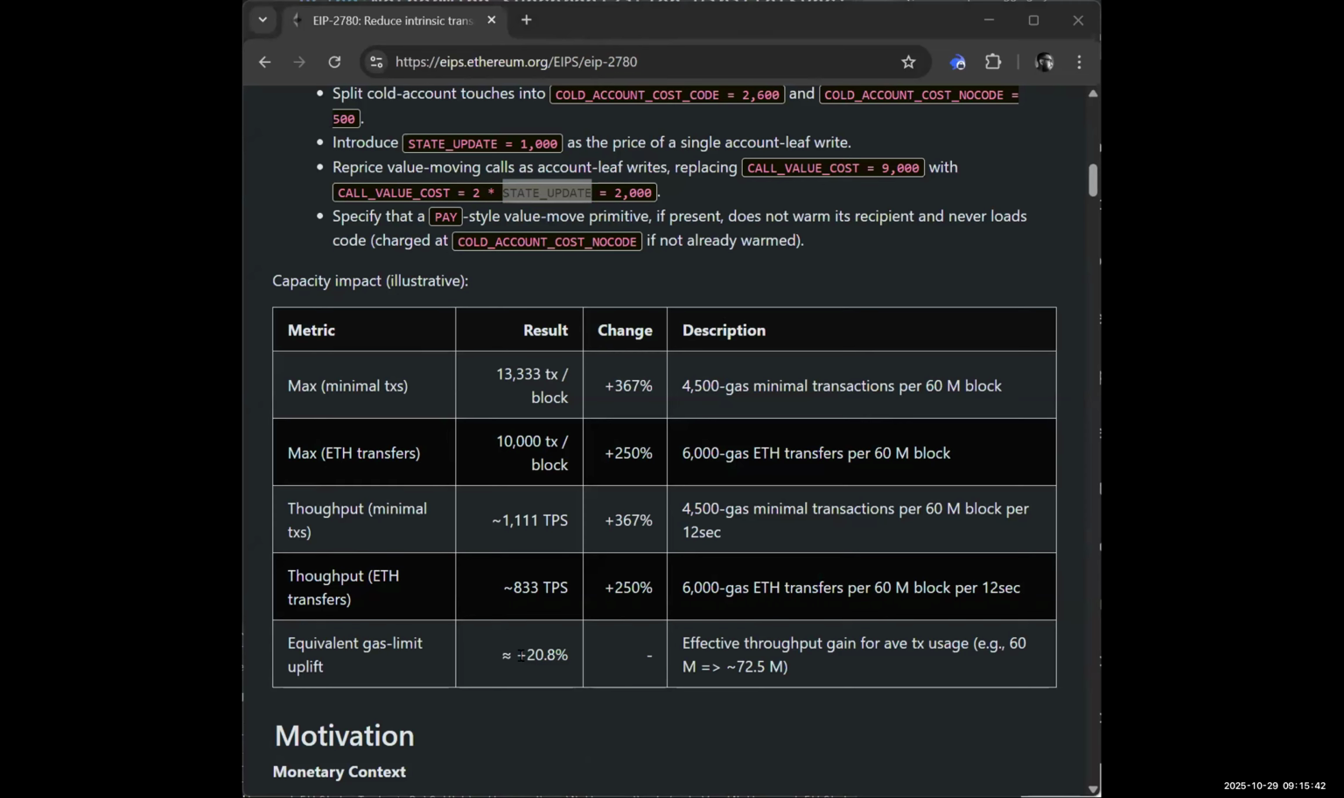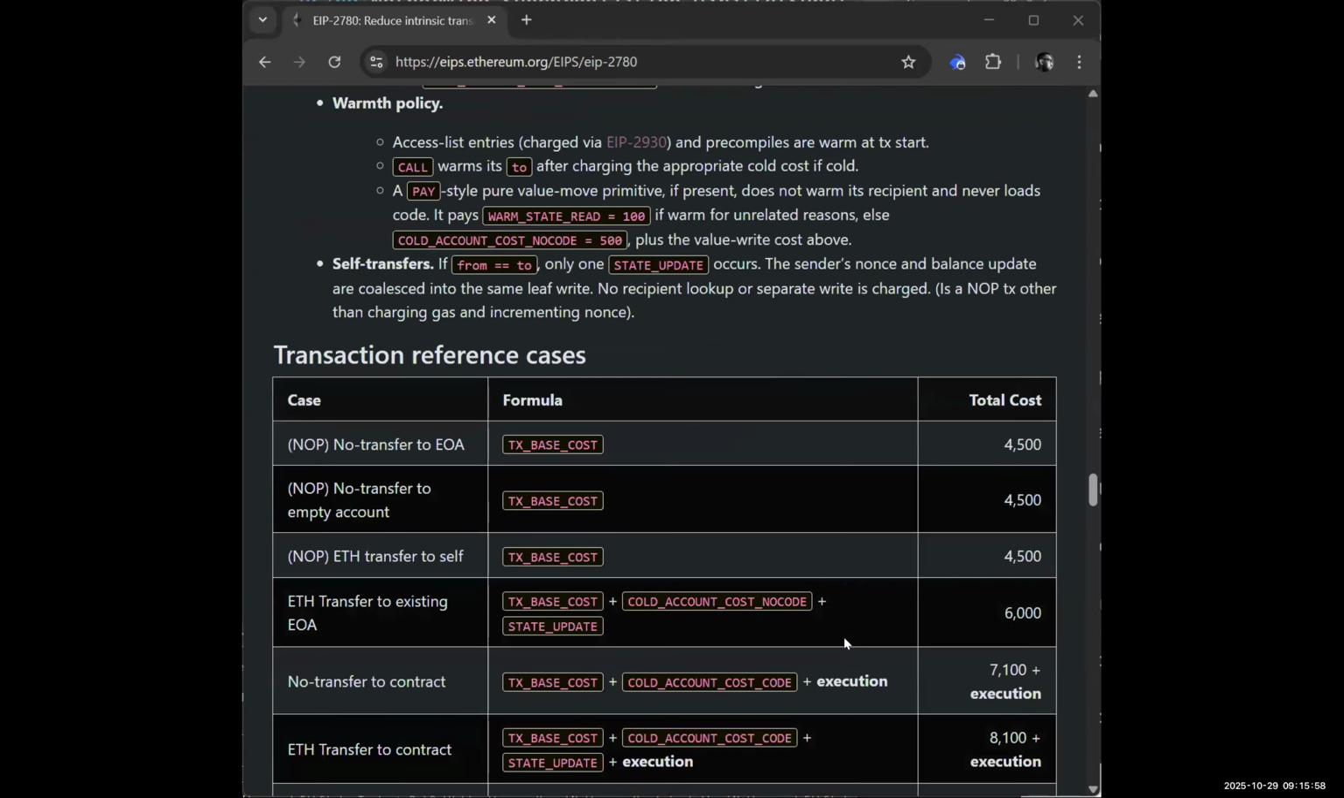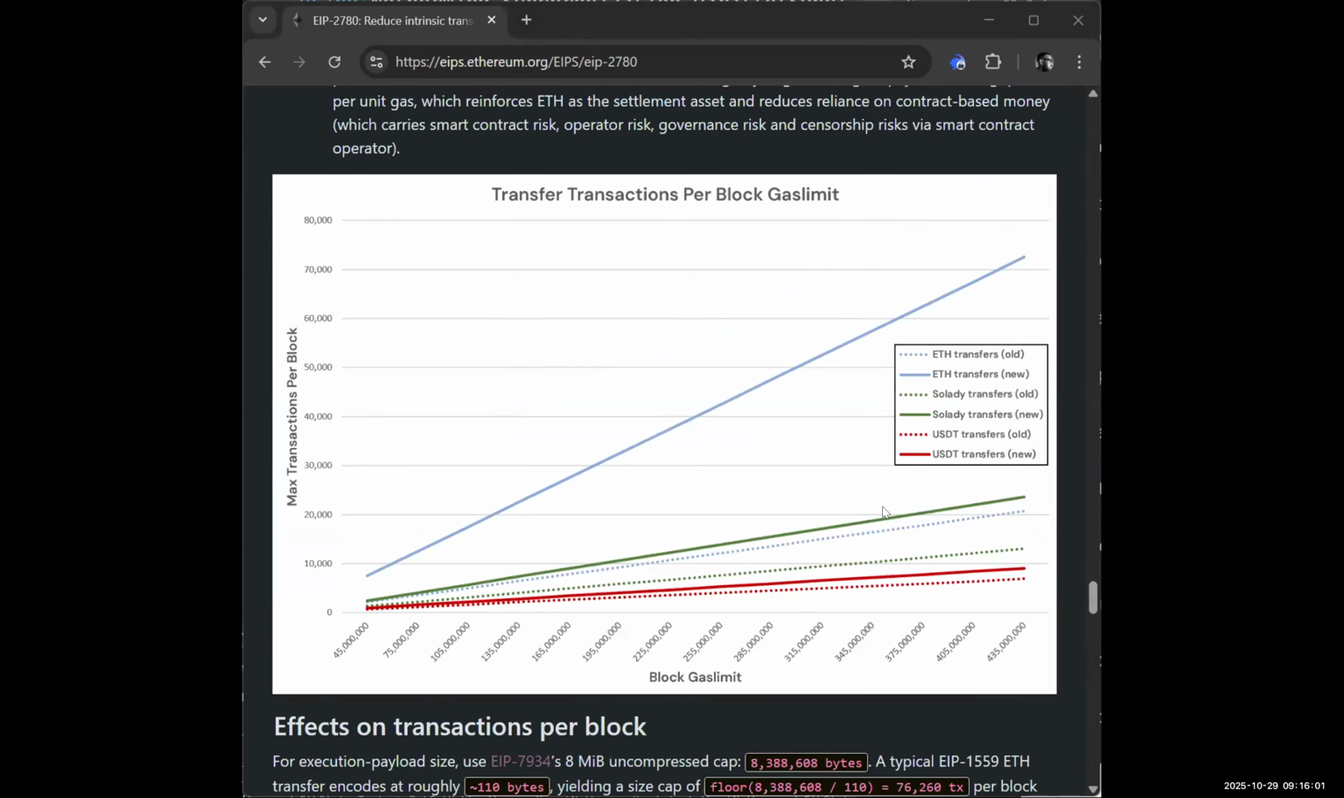Although the equivalent gas based on all transactions is only 20%, because there's less of that that's used for ETH transfers specifically. If I can show you some graphs in here. So like a USDT transfer, that changes from the dotted line to this red line here. So it's not a huge increase in the amount of those you could do. For a Solidity transfer, which is much more gas efficient, then it's a much bigger uplift. And for ETH transfers, it's like a huge uplift in the amount you can do.